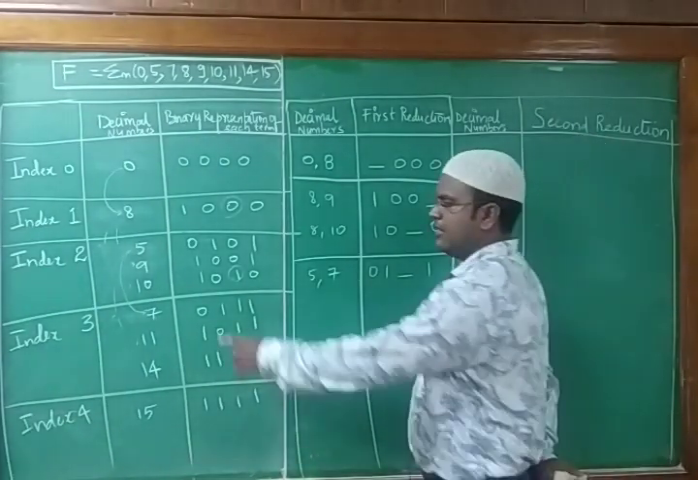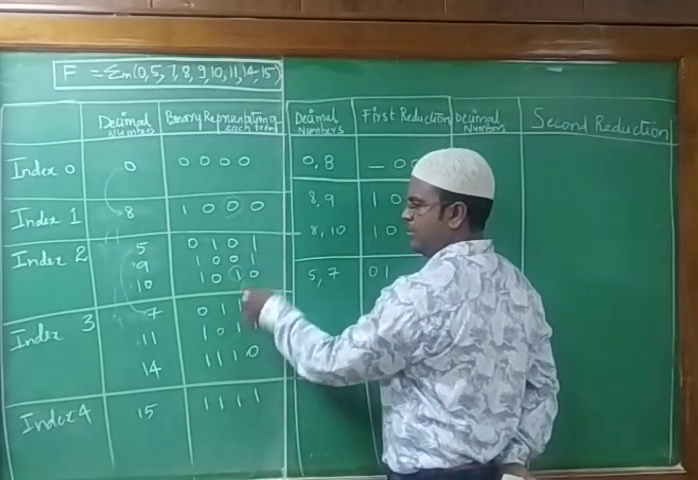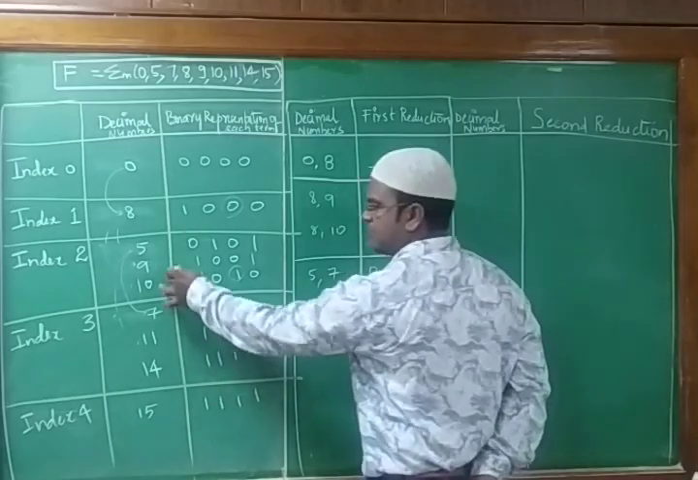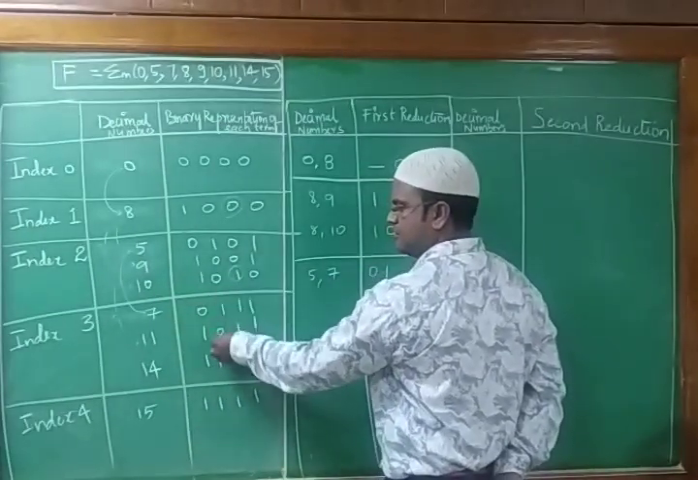Now go for 9 with 7. So 9, here 1, here 0. 0, 1, 0, 1, like this it is not possible. So 9 with 7 is not possible. Now go with 9 with 11. So here is 1. Yes, here also, this is possible.